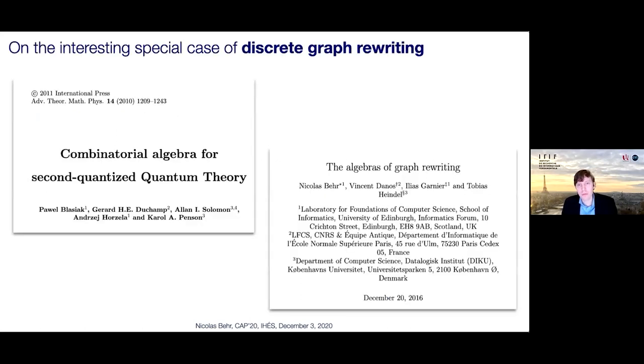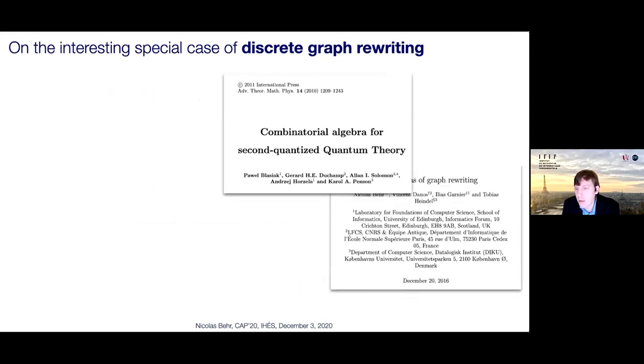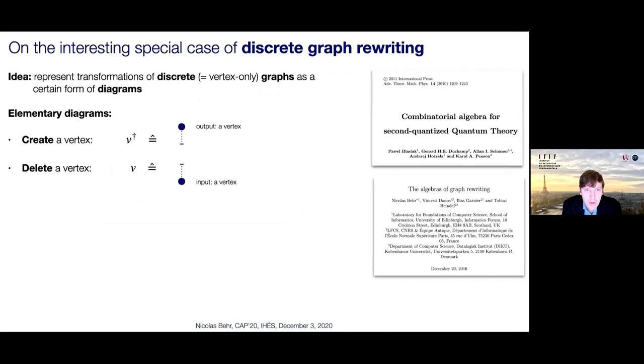Okay, so for me personally, I started working on this about 5 years ago, and I was studying this paper by Gérard Duchamp, Carol Penson, and their collaborators from 2011, which was called Combinatorial Algebra for Second Quantum Theory. And from this idea, I developed my very first version of some notion of graphical algebras, graph transformation algebras, together with Vincent Danos and colleagues. So here I'm presenting to you a slight reformulation of the results of Gérard and Carol, in a language which then later directly generalizes to the case of rewriting, but it's completely equivalent.